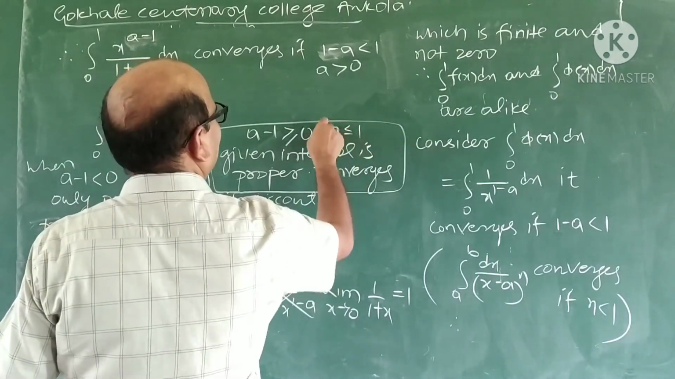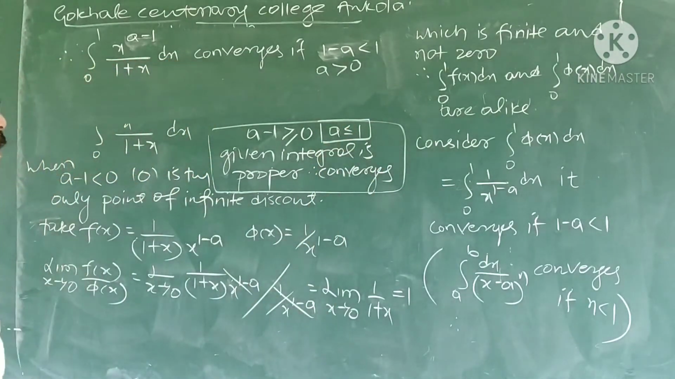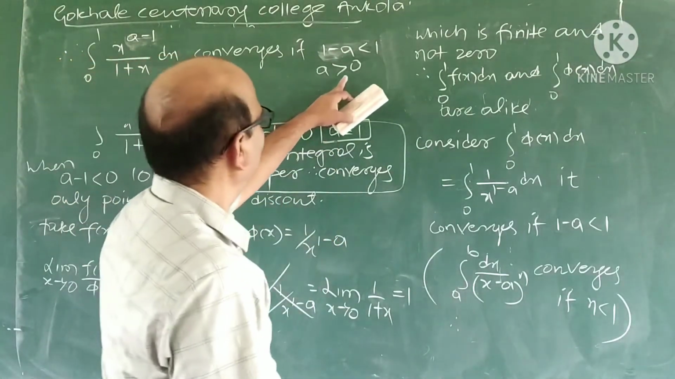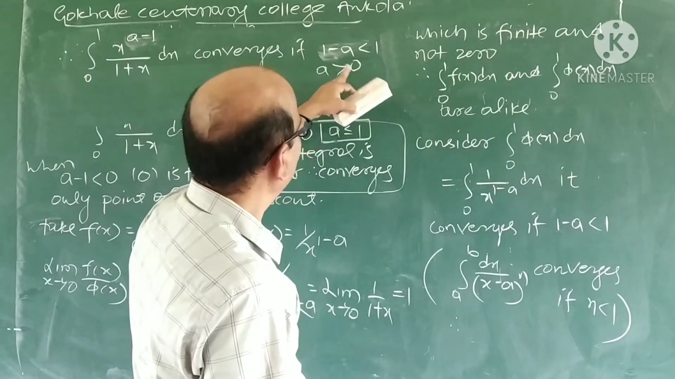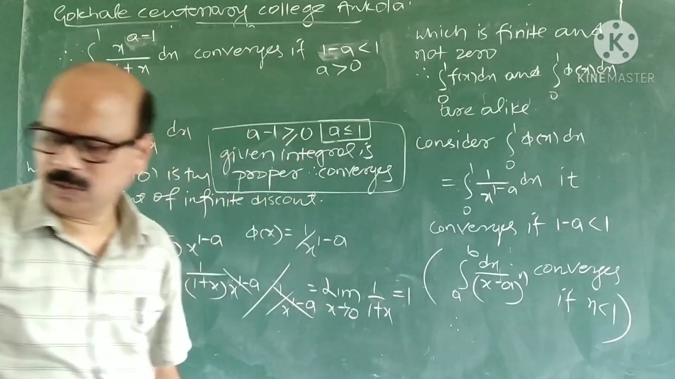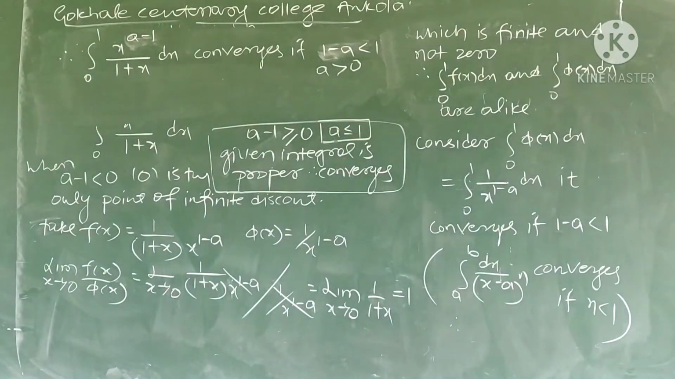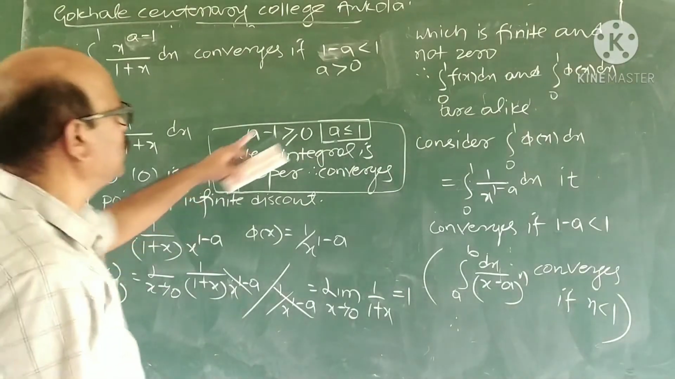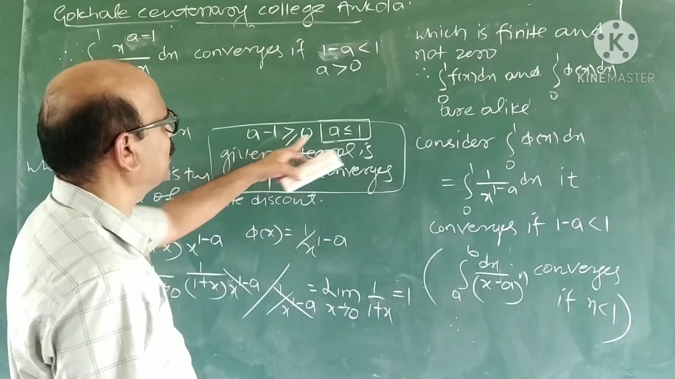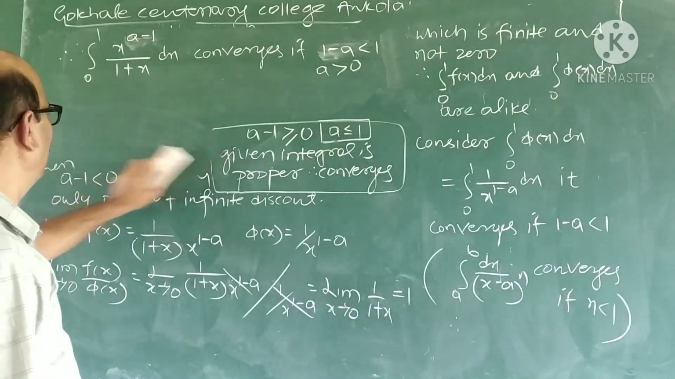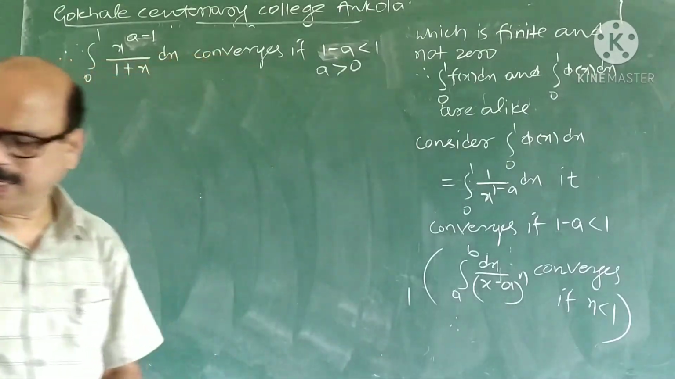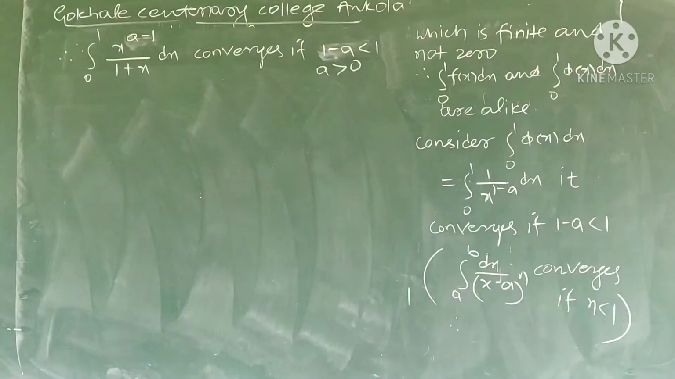For a less than or equal to 1, it becomes proper when 1 minus a is less than 1. Therefore, transposing this, a is greater than 0. So the given integral converges when a is greater than 0. This includes the case a less than or equal to 1. When a is greater than 0, this converges.